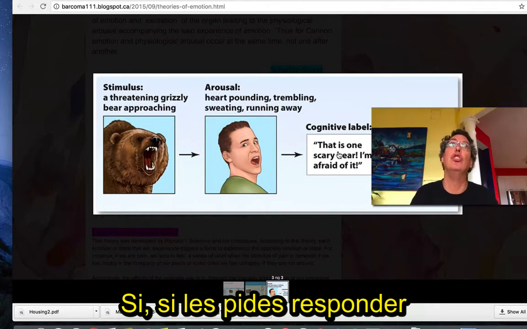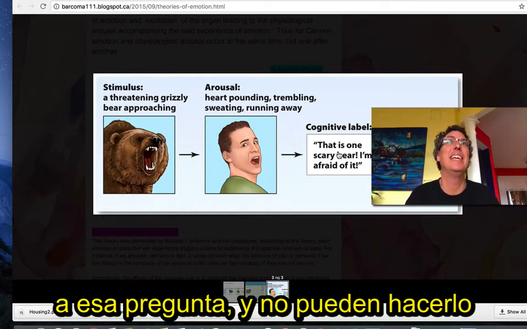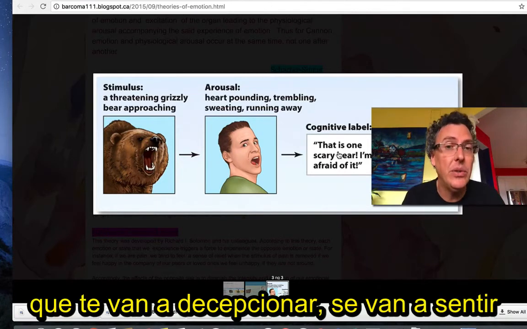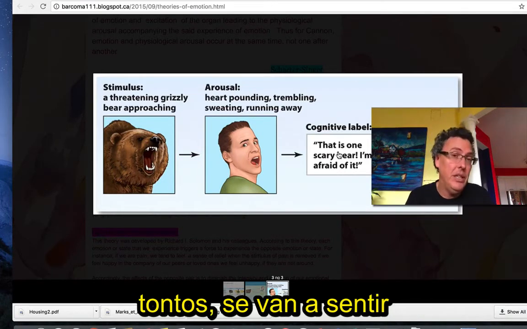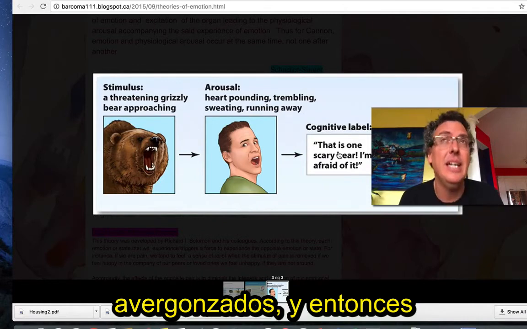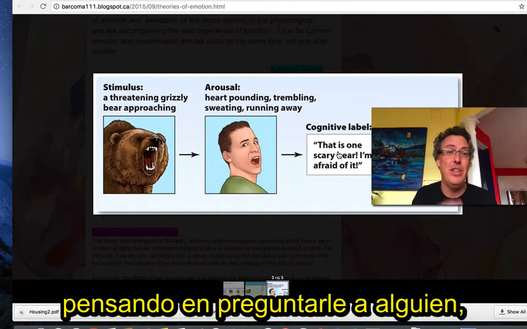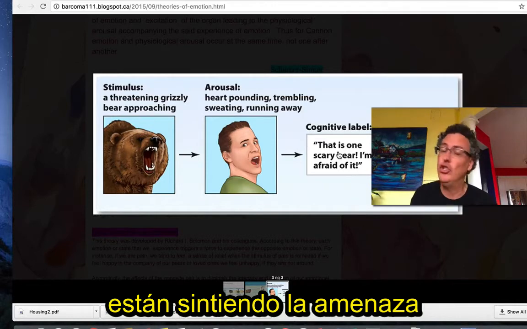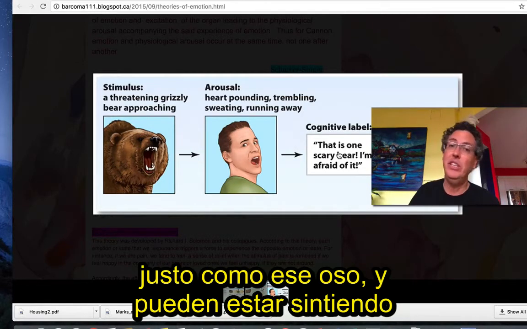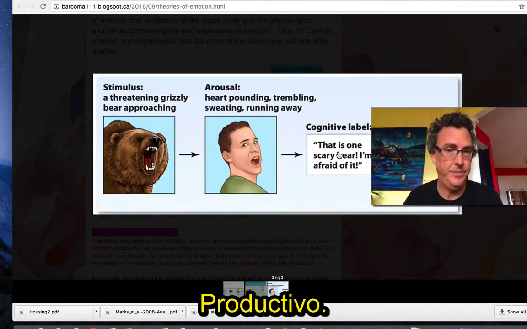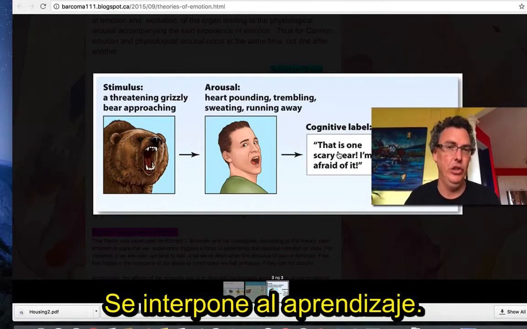If you ask them to answer that question and they can't answer it, they're going to feel like they're letting you down. They're going to feel stupid. They're going to feel embarrassed. And so when you're scanning the room thinking about asking somebody, they are feeling that threat, just like the bear. And they can be feeling that emotion, and that is not productive. It gets in the way of learning.